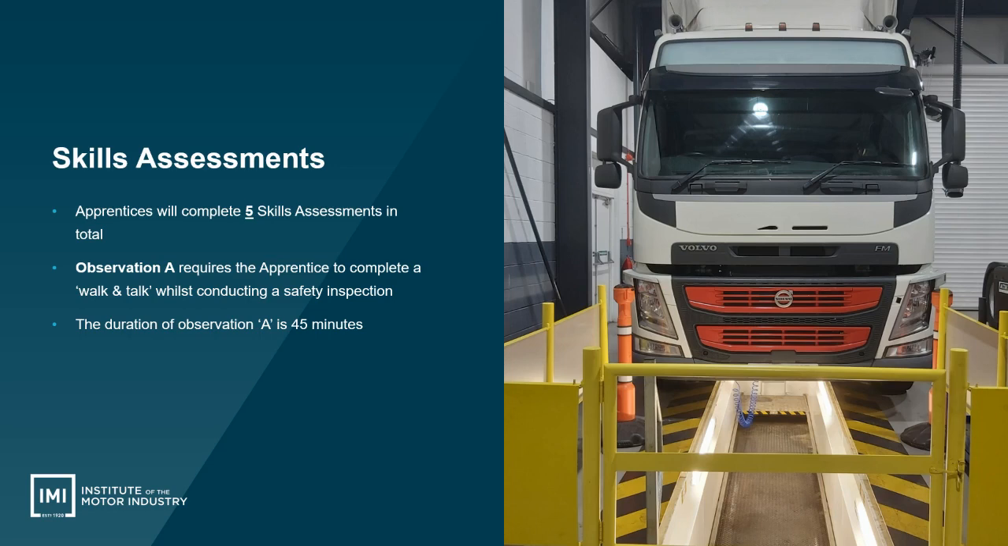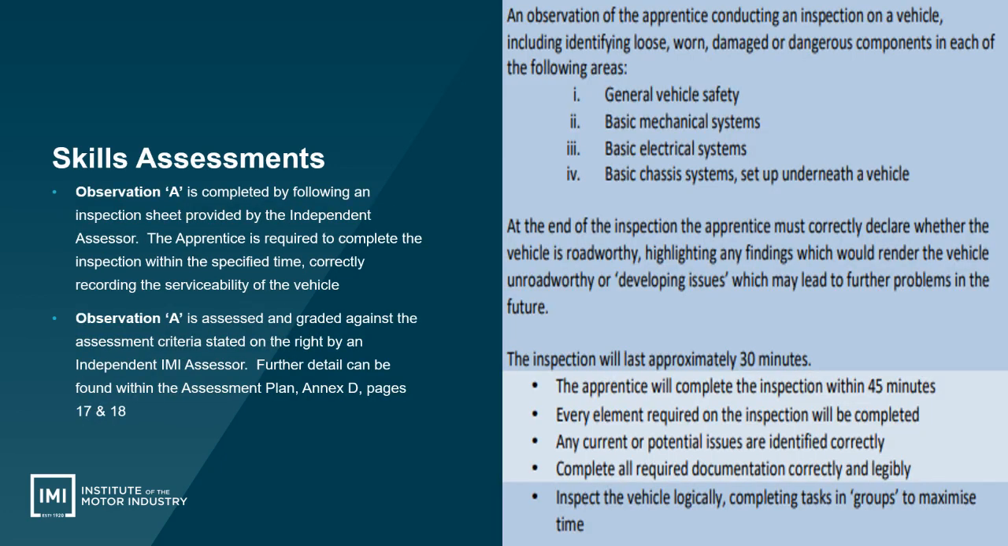The first task, referred to as Task A, requires the apprentice to conduct a safety inspection. During the inspection, the apprentice will make comment to the assessor on what they are inspecting and what their findings are. The duration of this observation is 45 minutes. All skills assessments are observed and graded by an independent IMI assessor.